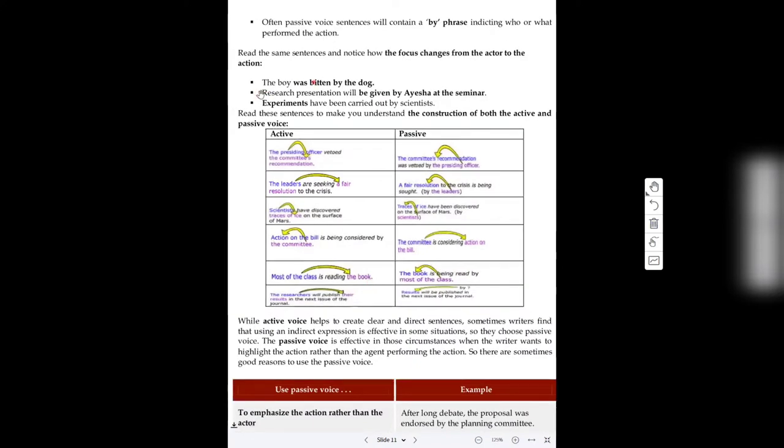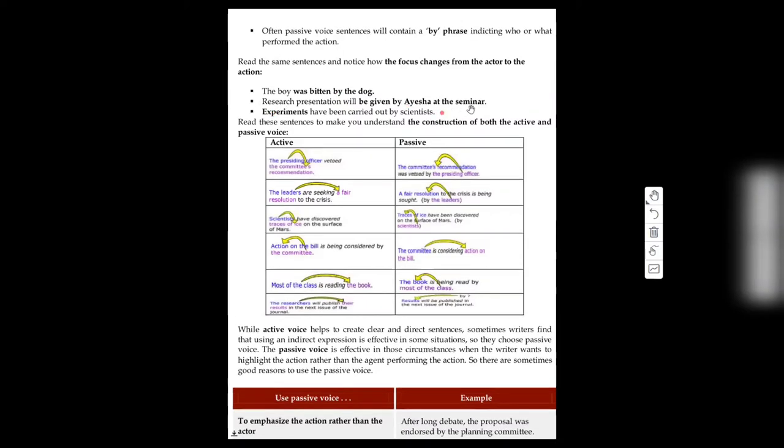Right? The boy was bitten by the dog. Research presentations will be given by Aisha at the seminar. Experiments have been carried out by the scientists. So you see how the placement of different words has changed.